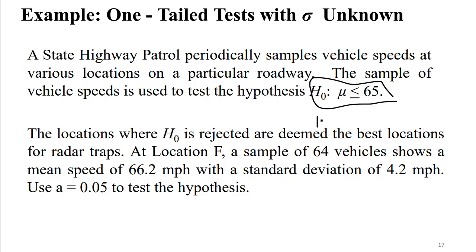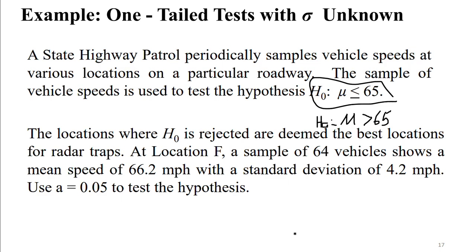What do you think, in your opinion, will be the alternative hypothesis to this null hypothesis? Remember, the null hypothesis is that the average speed is less than or equal to 65. What do you think will be the alternative hypothesis? Good. The alternative hypothesis is greater than 65 because the alternative hypothesis is always a statement against the null hypothesis. So if the null is saying it's less than or equal to 65, the alternative will be greater than 65.